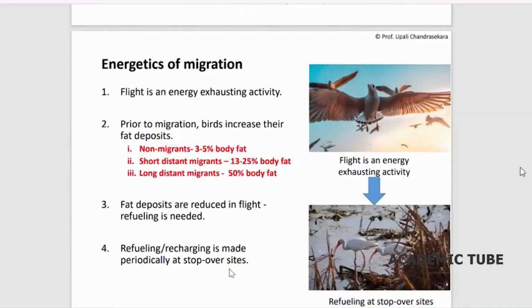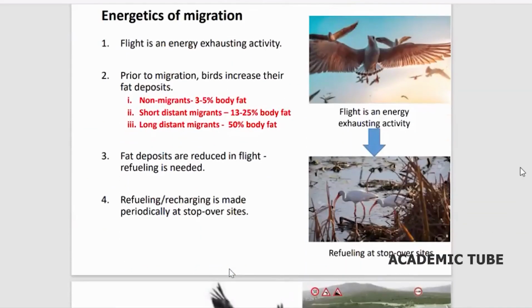Right. Then I'll tell you the energetics of migration. Flight, flapping wings all the time, needs a lot of energy. So from time to time they have to refuel. So before migration starts, what these migratory birds do is that they eat a lot and then they become fat.